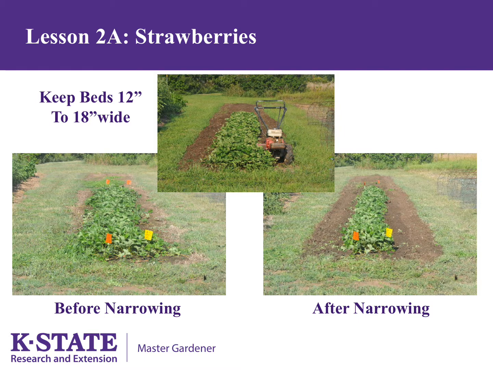We want to narrow the row to 12 to 18 inches wide. There are different ways to do this, but in this case, a rototiller was used. The flags were used to mark how wide we wanted the bed to be, and then we ran the tiller down each side of the row to narrow it. This may be done 2 to 3 times during the year.